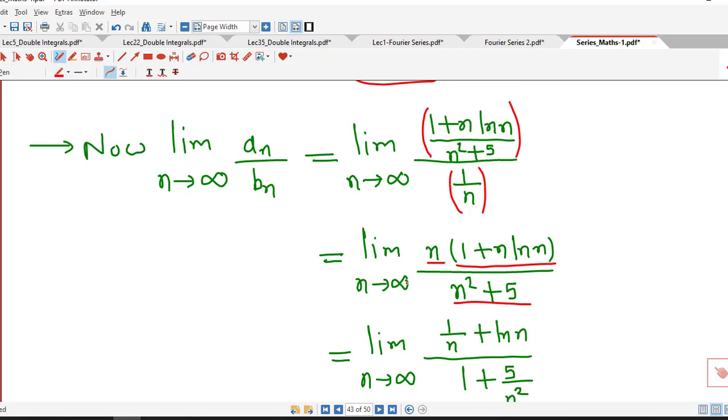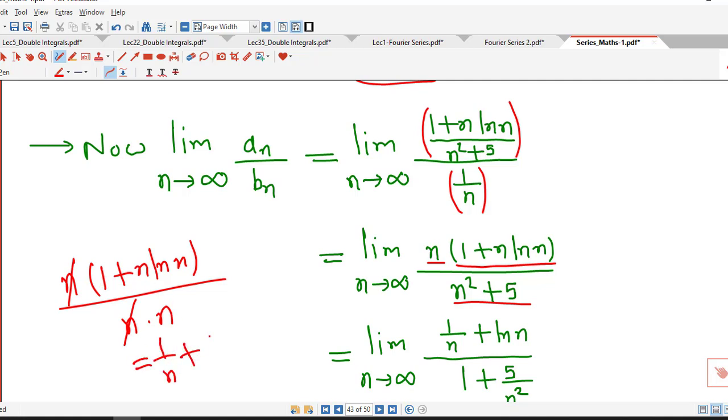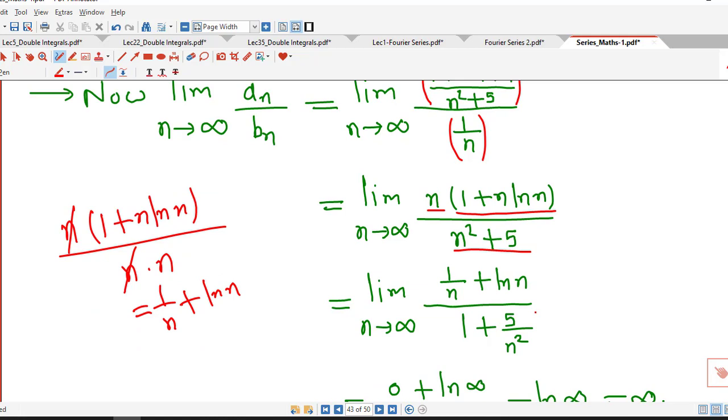Now we divide numerator and denominator by n square. So here we divide n times (1 plus n log n) by n square. We write n square as n into n, so one n will cancel out here, and we have 1 by n plus log n in the numerator, and in the denominator 1 plus 5 by n square.